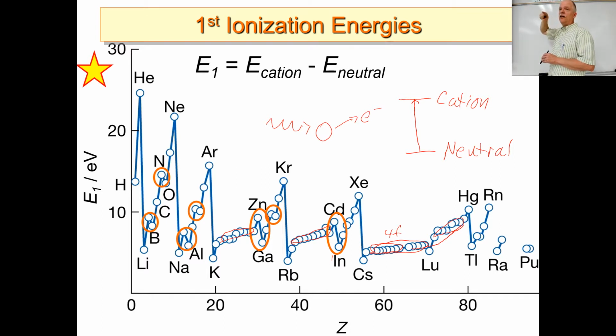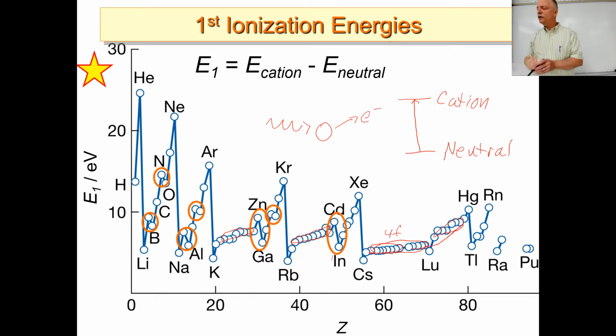We do see some zigzags, but in general, going from left to right, lithium to neon, all the way across, they increase. Going from potassium to krypton, all the way across, they do increase. There are some zigzags, but there's a general trend.